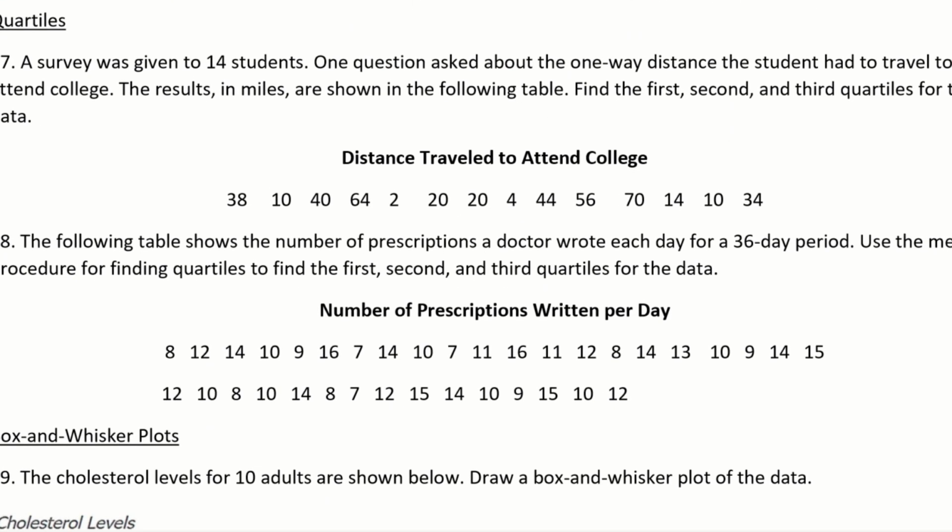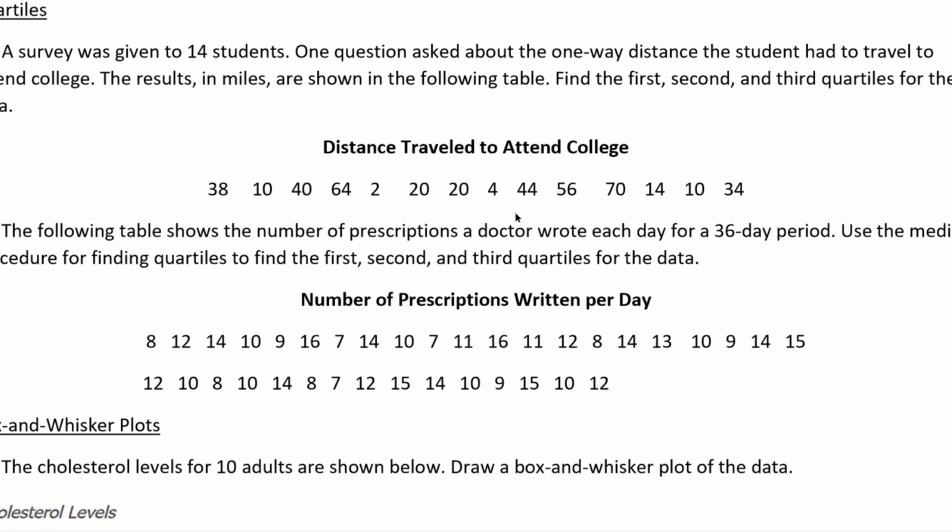Now we're moving on to quartiles. A survey was given to 14 students. One question asked about the one-way distance the student had to travel to attend college. The result in miles are shown in the following table. Find the first, second, and third quartiles for the data. So we're just going to find quartiles.